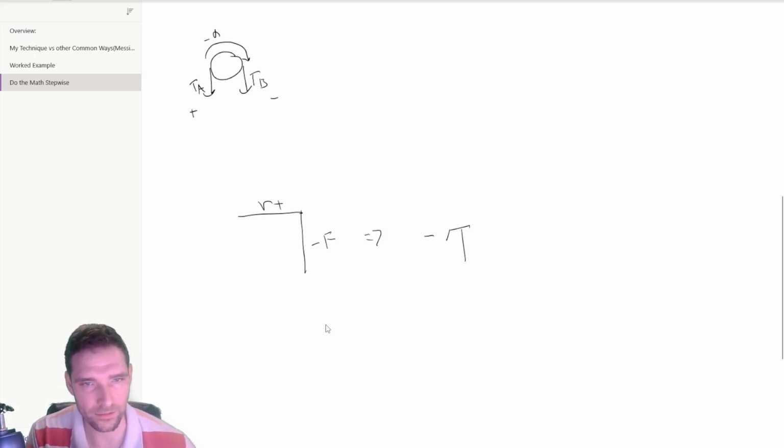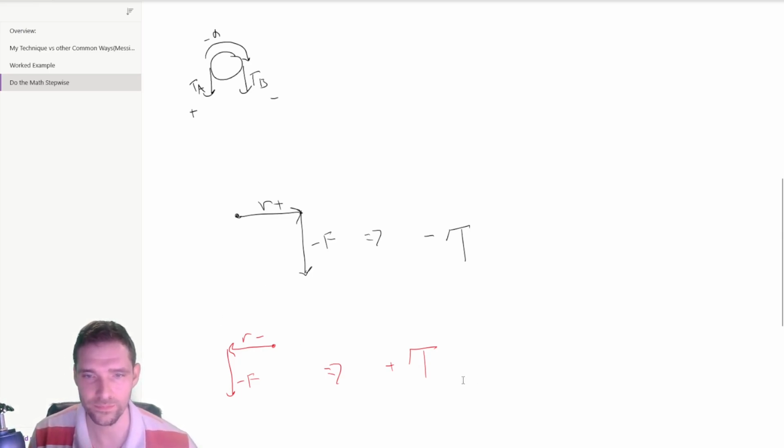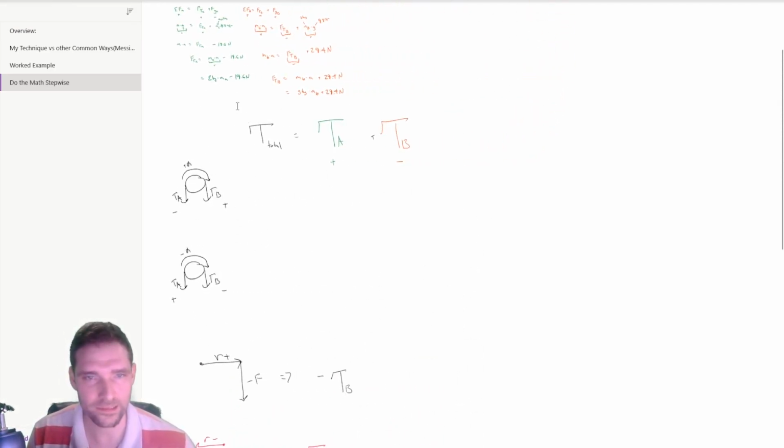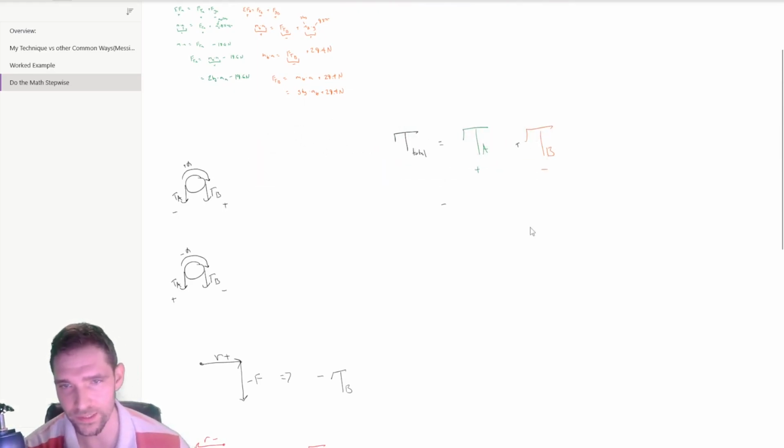And then if you were to go from a negative radius and then a negative force, your torque ends up being positive. So that's what we've got here. We've got a negative force and a negative R. So the TA should be positive and the TB should be negative. So we kind of know the signs of these things at this point and what they should be. And then it's just a matter of substituting some stuff in.